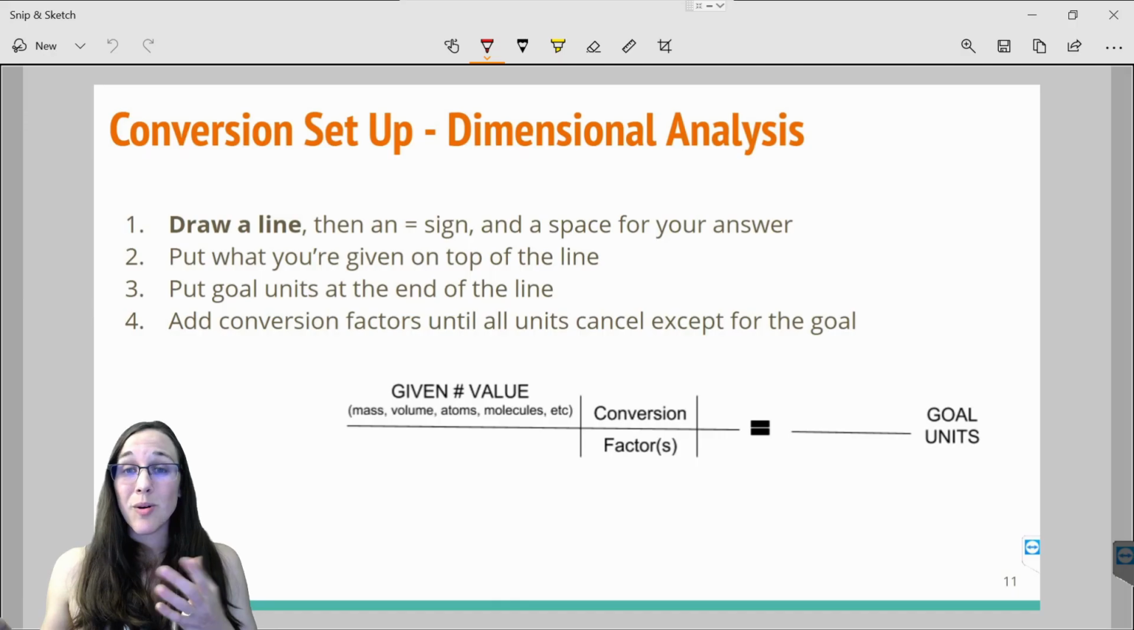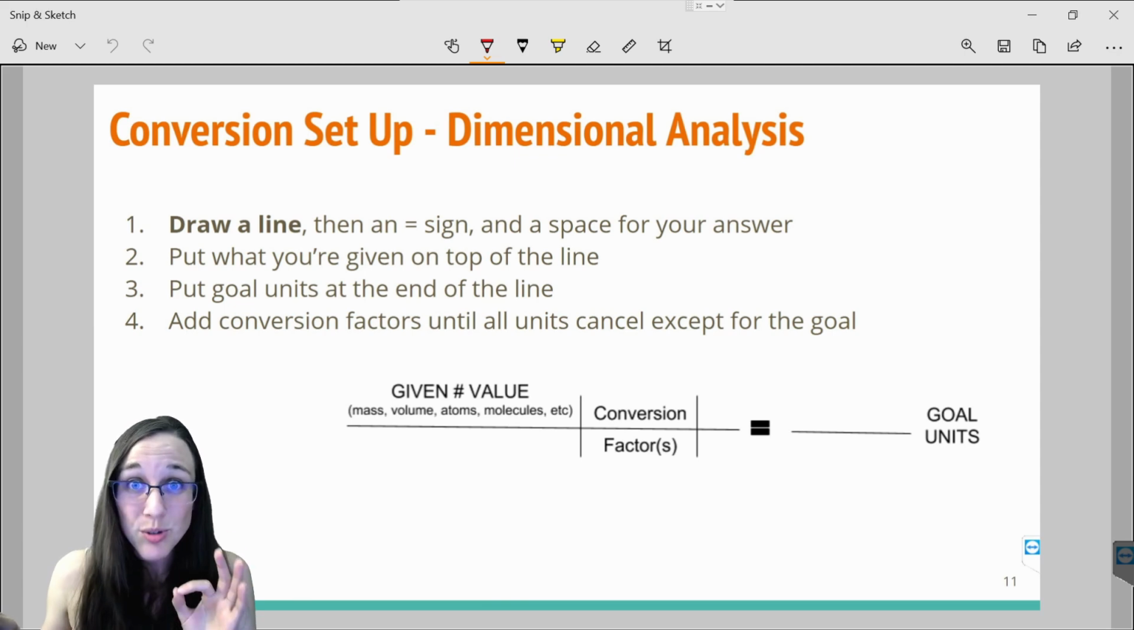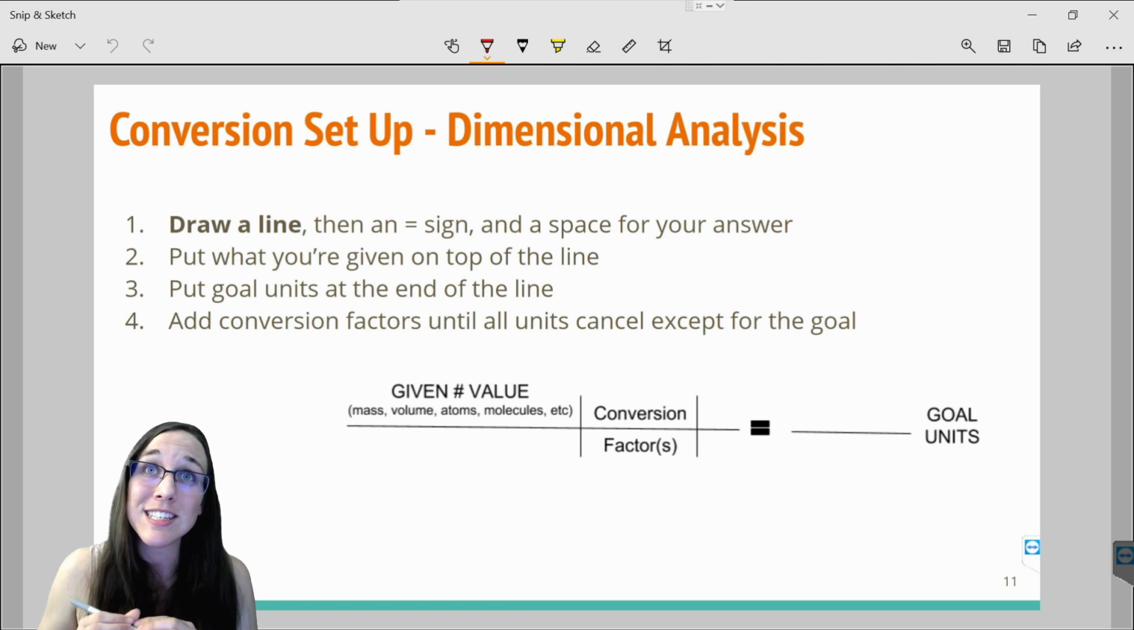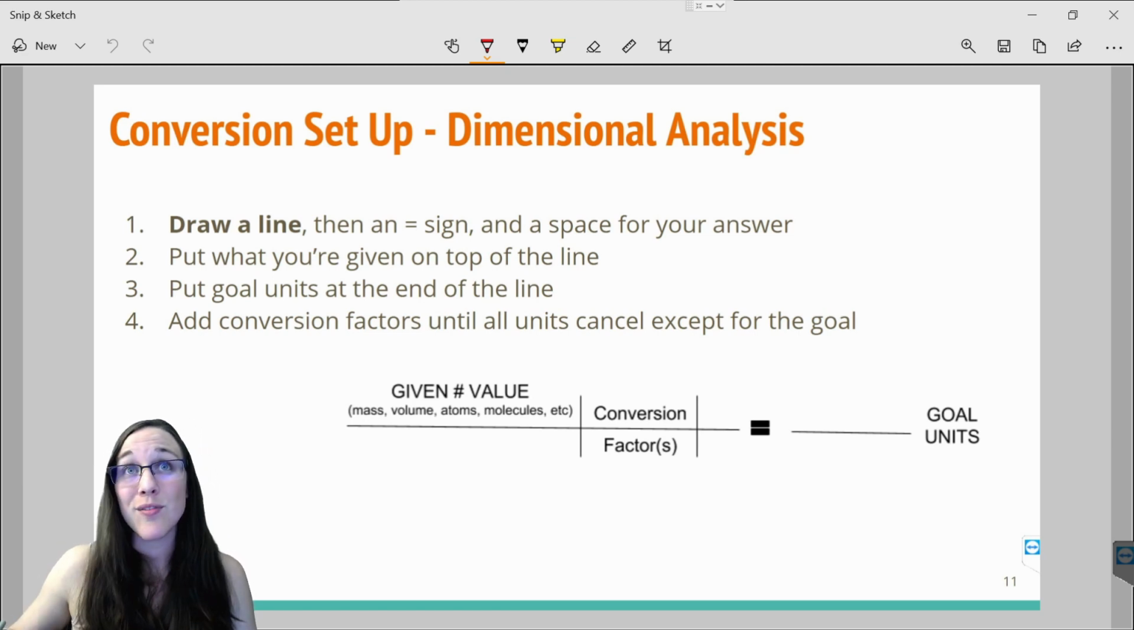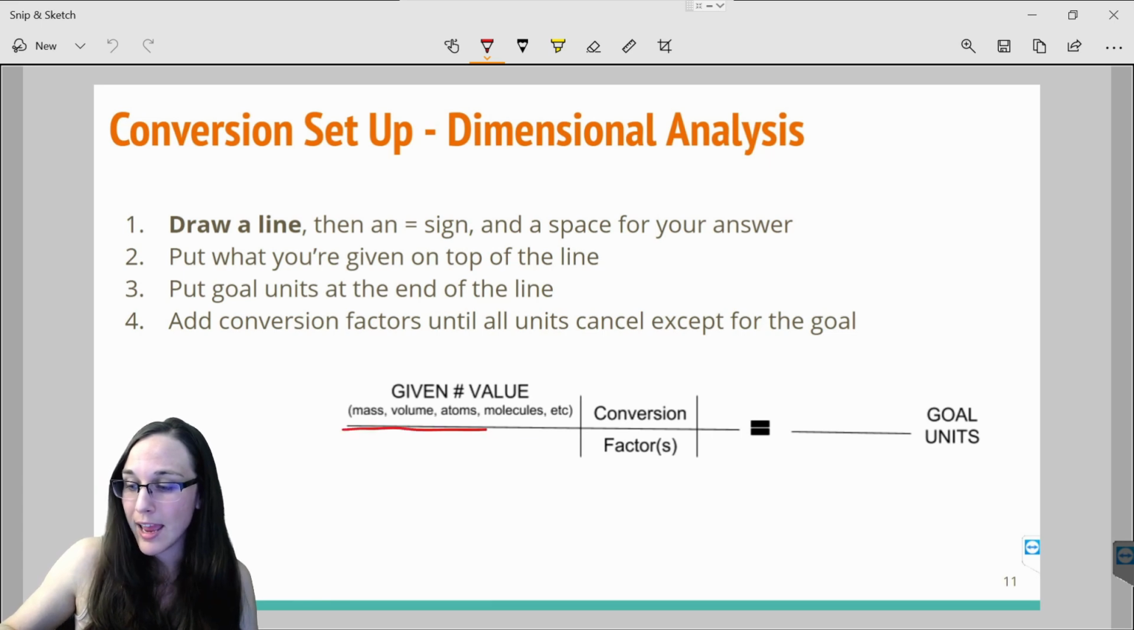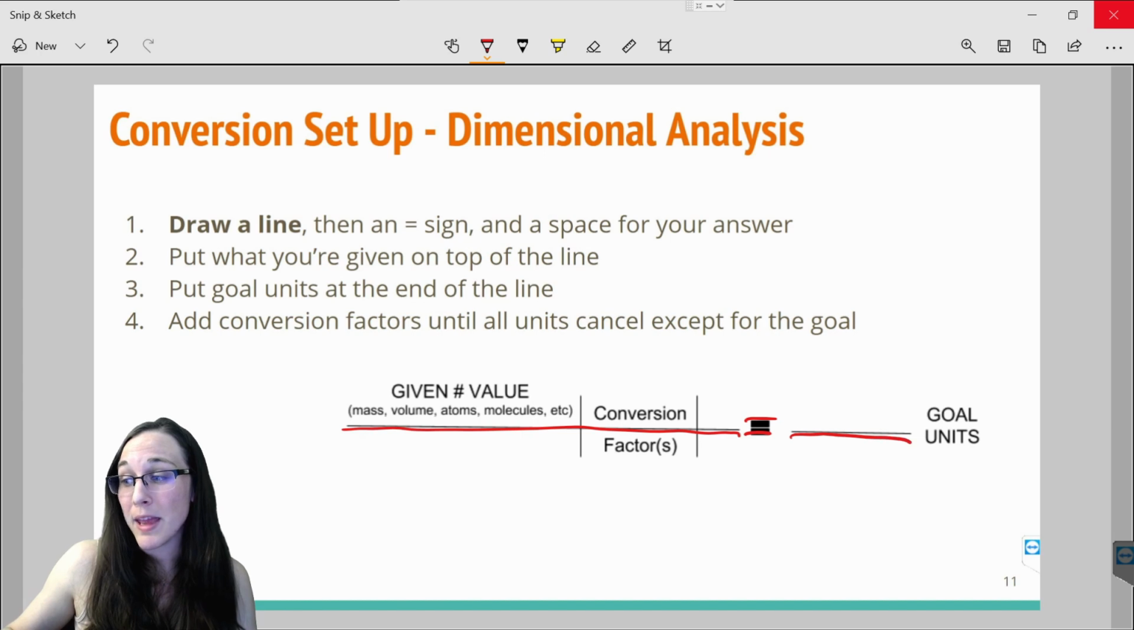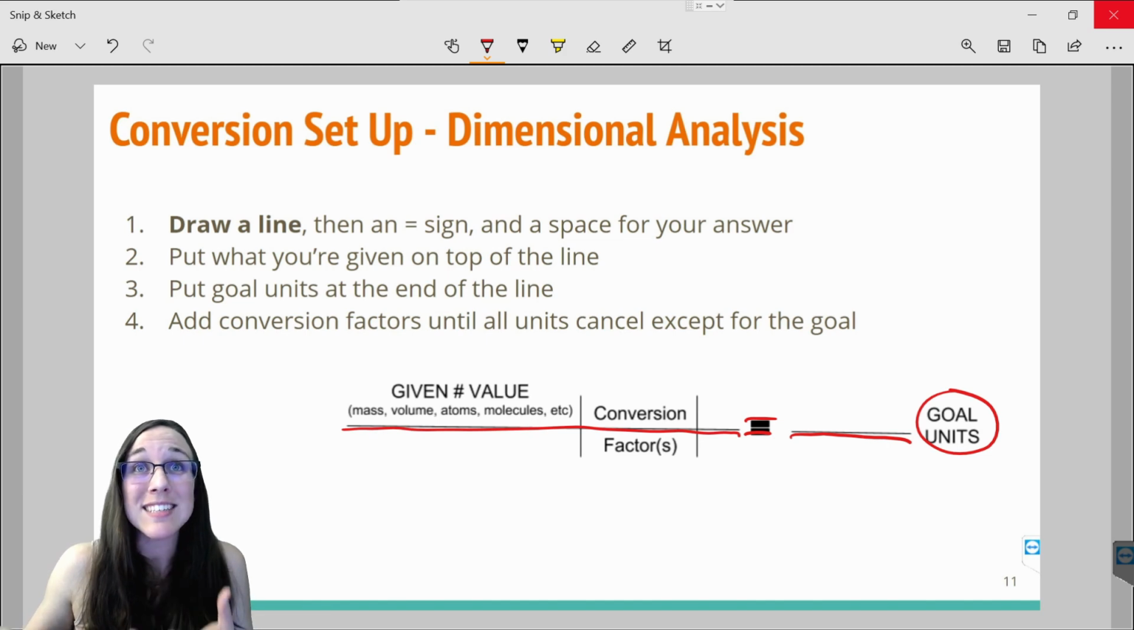This is the way. So I've given you my basic setup that I use for everything, literally everything. It doesn't matter if it's chemistry or not. Any conversion will work with this setup, and it's so much easier than so many other ways. Just work with me here. In the following format: our line, our magical line to freedom, our equal sign, our space for our answer, our goal units at the end, that's what they want us to obtain, what they're asking of us.